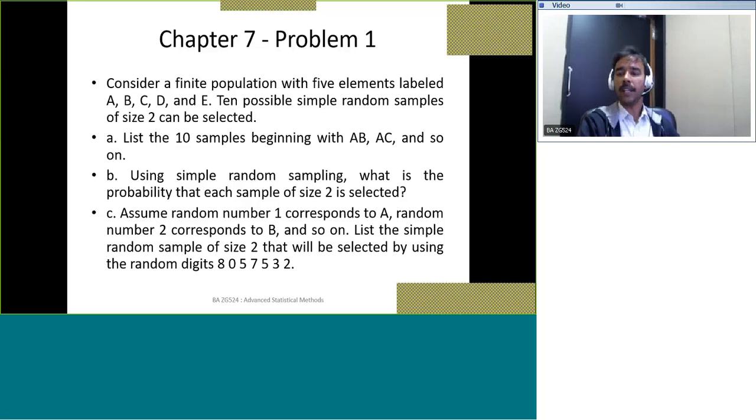Corresponding to 8, there will be no person. Corresponding to 0, there will be no person. Corresponding to 5, you have E. Corresponding to 7, we don't have any person. Again, corresponding to 5, you will have E. Corresponding to 3, you will have C. And corresponding to 2, you will have B.